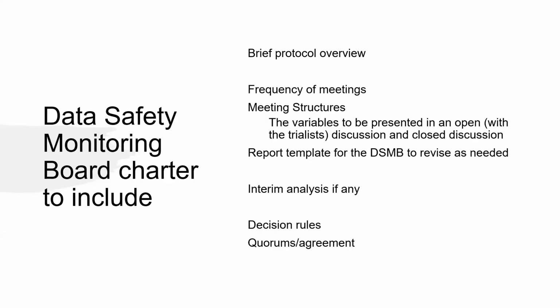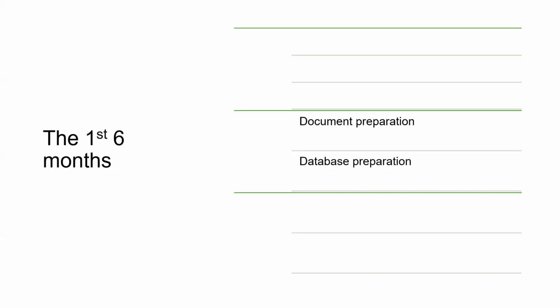Report templates are developed up front to be reviewed by the DSMB, who often can give very valuable feedback about what should be included. And that DSMB charter should describe aspects of the analysis that are critical to be reviewed by that group, such as an interim analysis, decision rules, or quorums. What is going to be required for agreement when it comes to decision making. So if they have opinions about whether or not this needs to be changed, at least they know what you're thinking, and those can be revised so that everyone is on the same page when it comes to decision making.